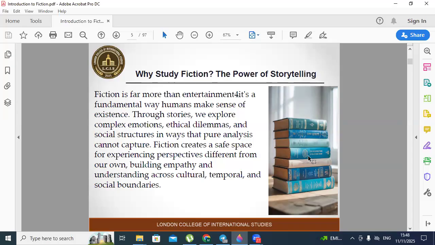Consider what pure analysis cannot capture. What does injustice feel like? How does grief transform someone? What drives people to act against their own interests? Fiction shows us these experiences from the inside. That's a power analysis alone cannot achieve.